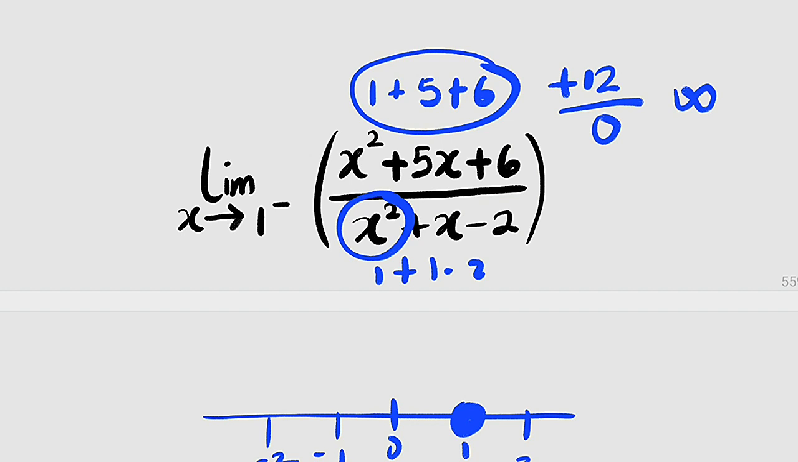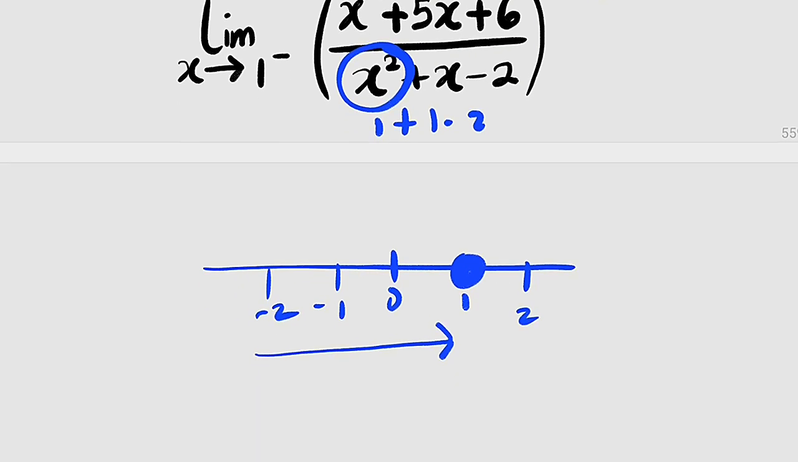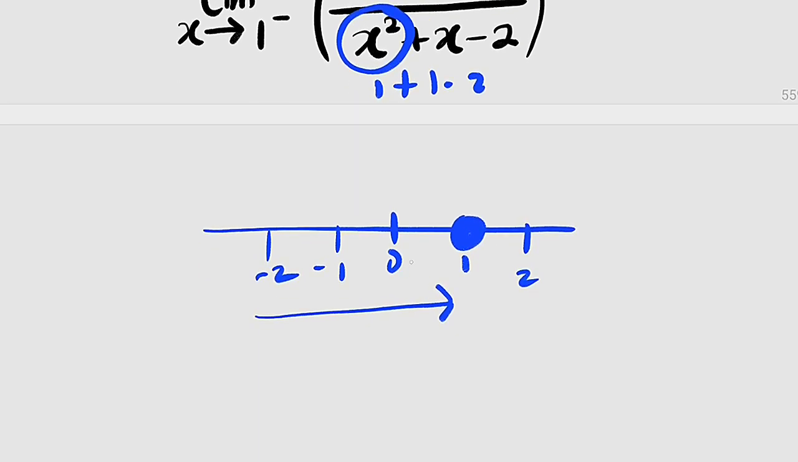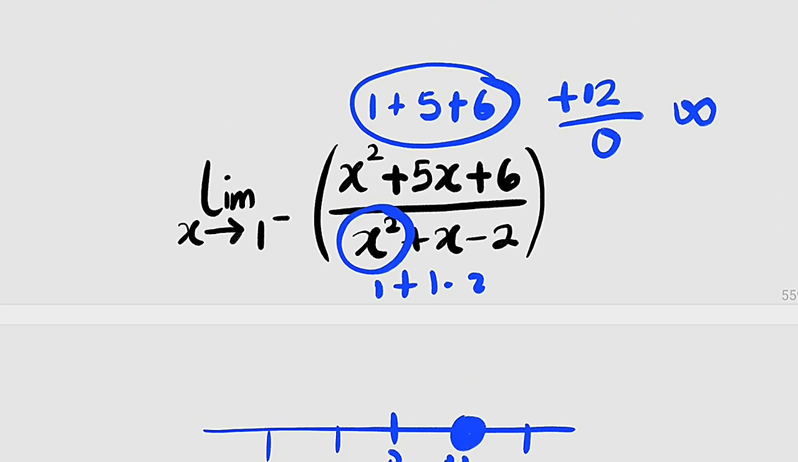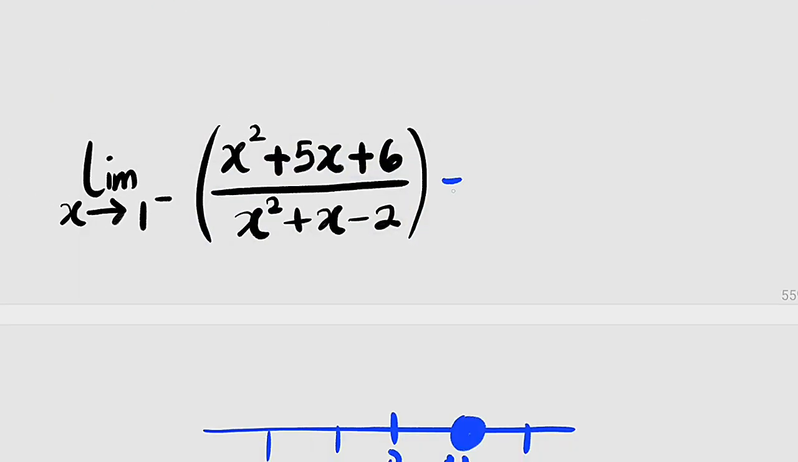We can test values closer and closer to 1, right? We may have 0.9999, which is very close to 1, right? This value right here, 0.999. But do you know that we can factorize this? To the top, we can think of two numbers we can multiply to get 6, and when we add them together, we get 5. And the numbers are 3 and 2. So we have x plus 2 and x plus 3.